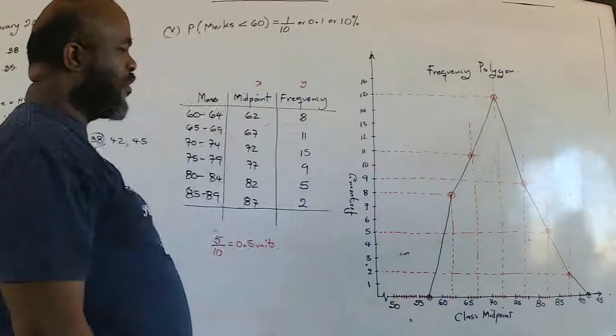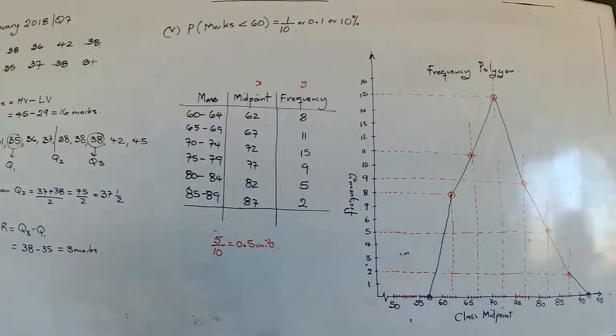Alright, things that you should note. In your frequency polygon, you must not draw the dotted lines. You only draw lines to answer the question. You do not draw lines to plot points. You must remember that the frequency polygon must start and end on the horizontal axis. It must start one class width before the first class midpoint and end one class width after the last class midpoint. This is your frequency polygon.